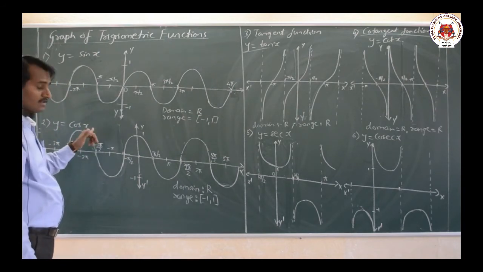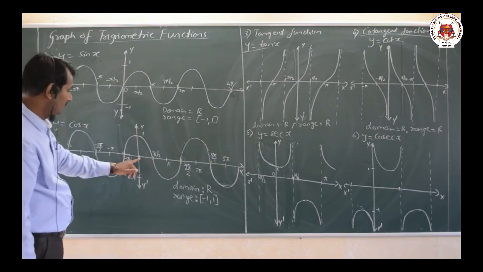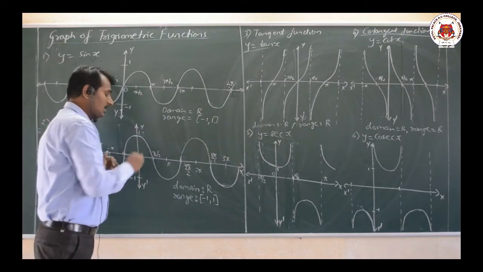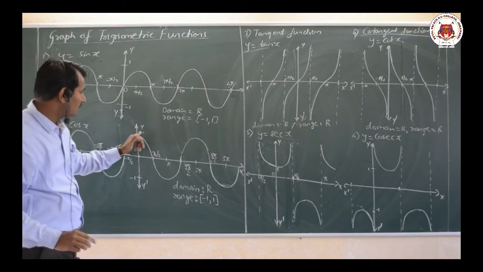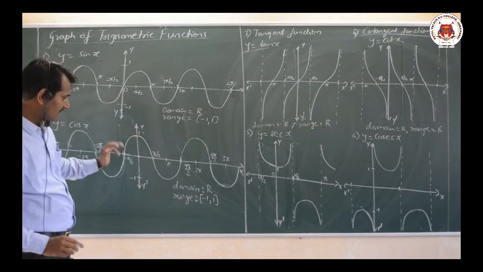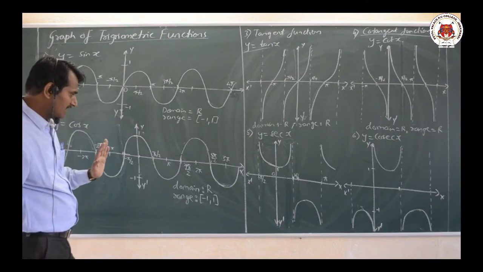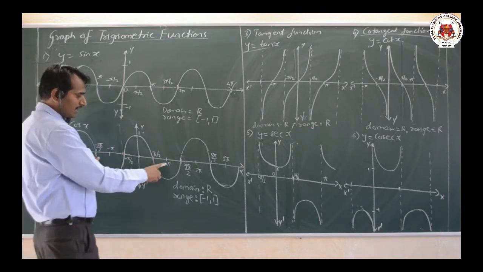What is the value for cos 0? Cos 0 value will be 1. Okay, dear students, in the trigonometric ratios of some standard angles, cos 0 value is 1, and similarly we can observe that cos pi, what is the value for cos pi?